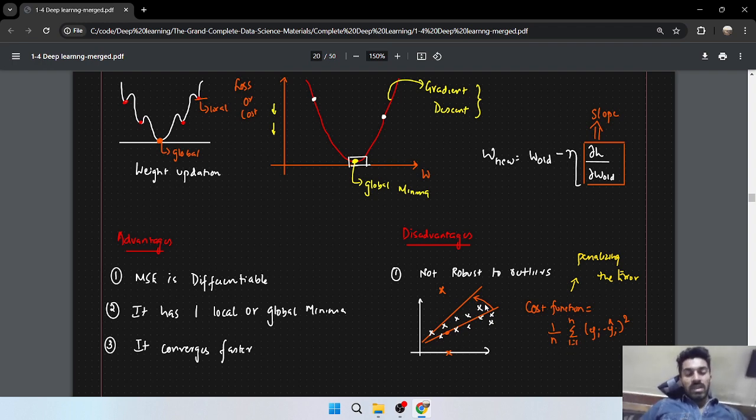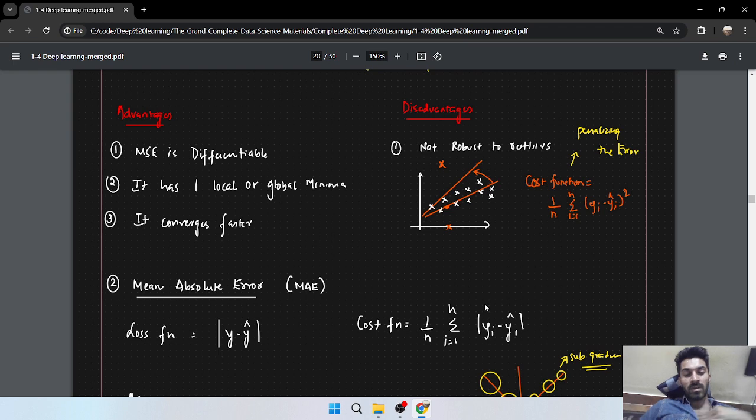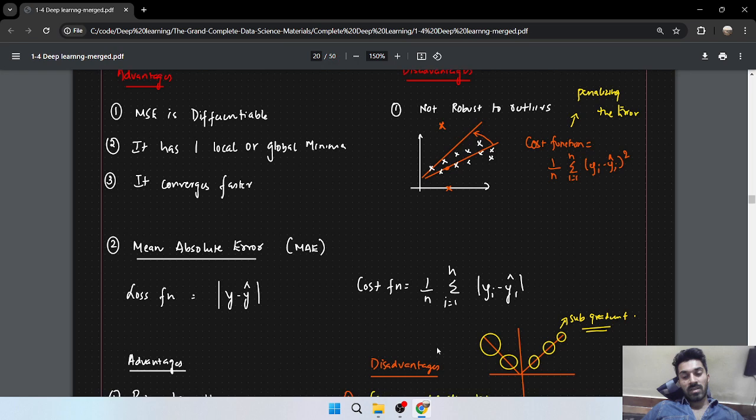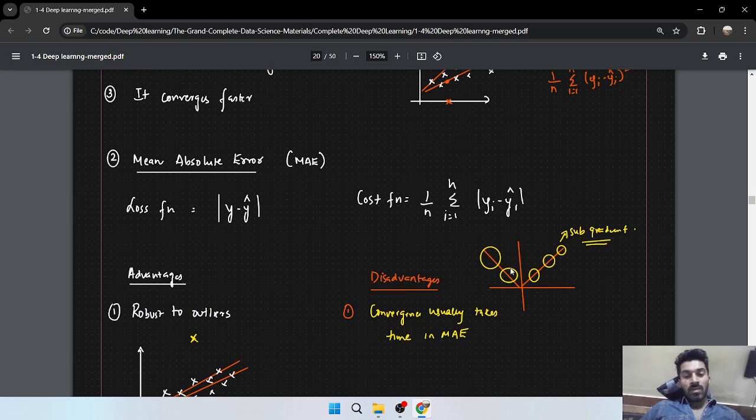So because gradient descent depends on this mean squared error formula, this will not work well in the case of outliers. Now coming to mean absolute error. The mean absolute error formula is for loss: basically we can say the loss is |y minus y hat|, and for the cost function we take the summation of this. So now it will look like this.